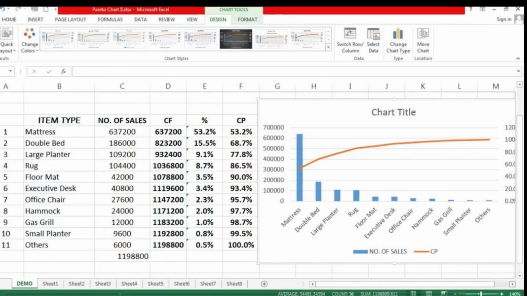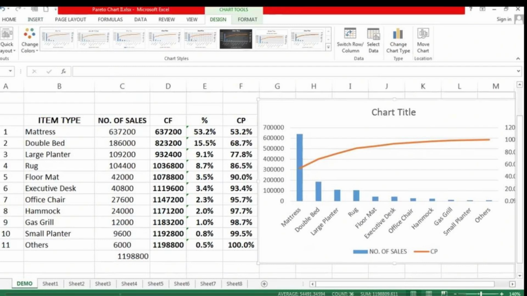So as we can see, the data are the number of product sales. So ito yung nasa ating presentation. Makikita natin dyan yung number of product sales. So meron tayo dyang mattress, double bed, large planter, rug, floor mat, executive desk, office chair, hammock, gas grill, small planter, and others. So yun yung makikita natin sa ating chart. So dito makikita natin yung iba't ibang mga sales ng ating mga produkto.